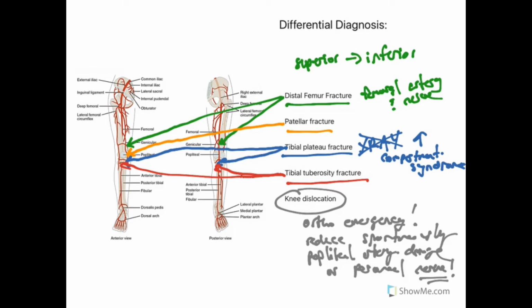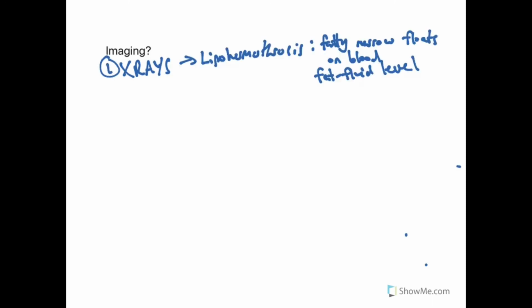You're at the bedside, you've done your knee exam, you're concerned for significant trauma. What's your imaging plan? So start off with an x-ray. These can show signs of knee fractures, like lipohemarthrosis, which is fatty marrow floating on blood. It's basically a fat fluid level. It's pathognomonic for a knee fracture, oftentimes associated with tib plateau fractures.